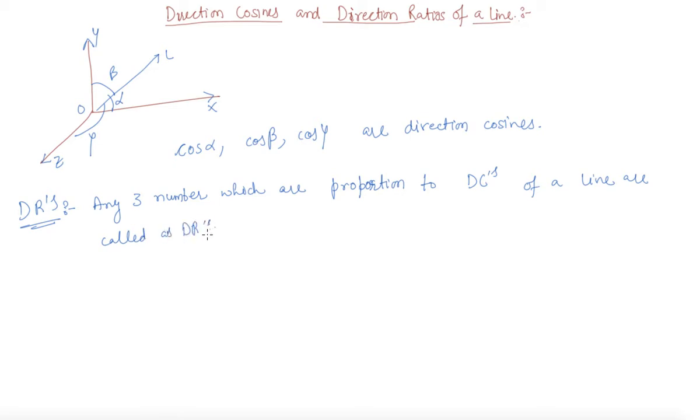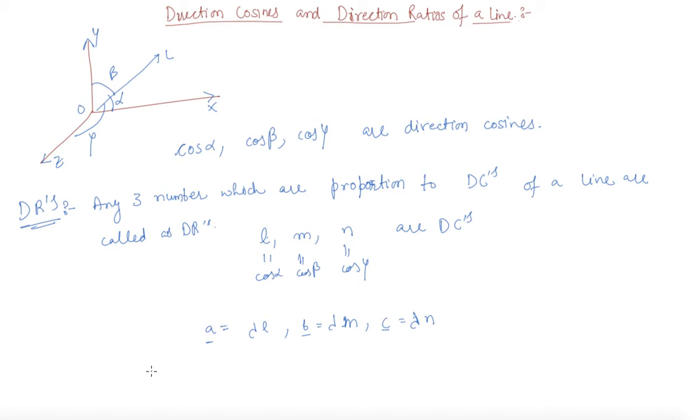Let's say if l, m, and n are DCs, the direction cosines, this is cos alpha, this is cos beta, and this is cos gamma. So let's say a is lambda times l, b is lambda times m, and c is lambda times n. So a, b, and c are called direction ratios of the line.